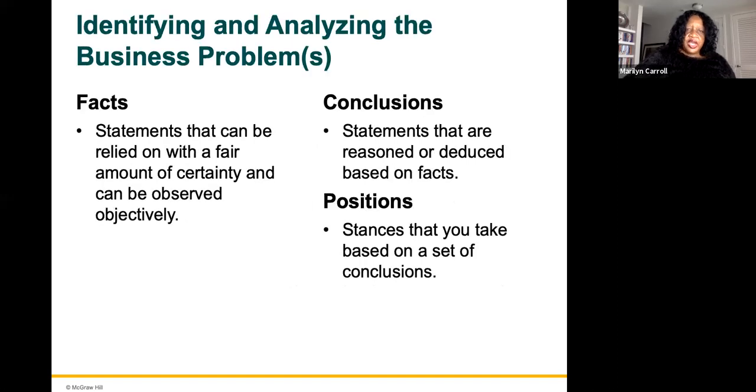So when you're identifying and analyzing business problems, here are some facts, conclusions, and positions that you need to consider. Statements that can be relied on with a fair amount of certainty and can be observed objectively are facts. Conclusions are statements that are reasoned or deduced based on facts. And then positions are stances that you take based on a set of conclusions.